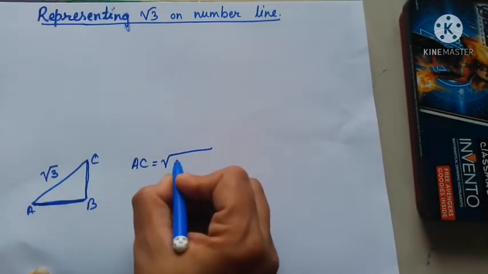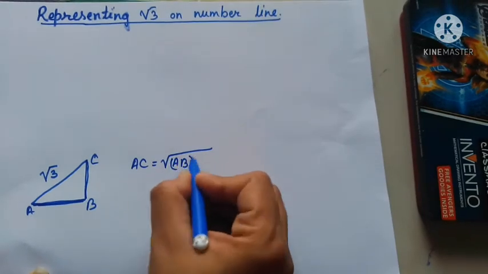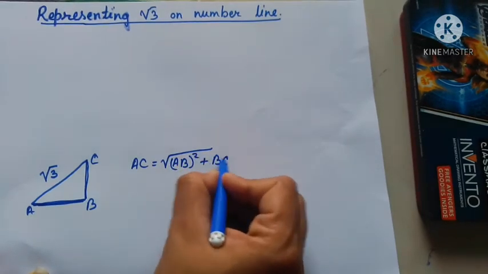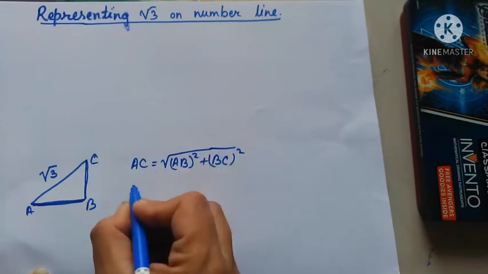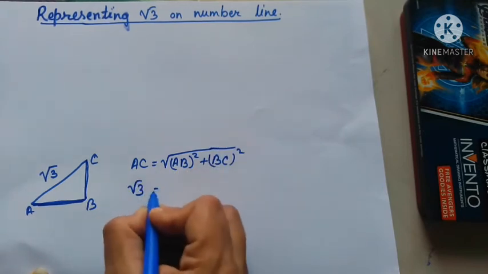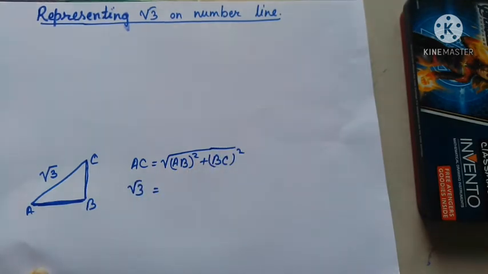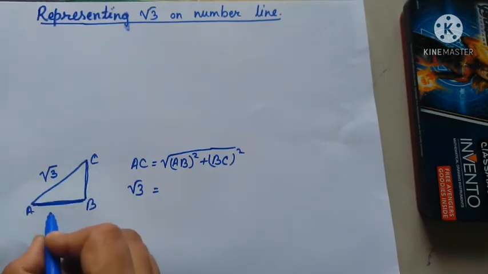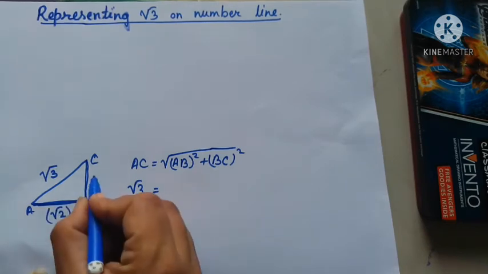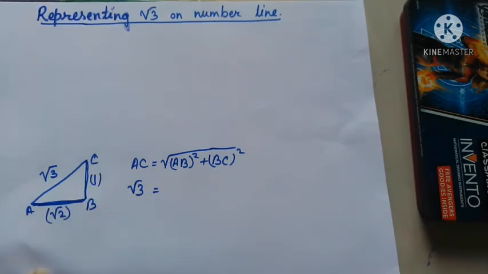using the Pythagoras theorem, AC will be under root of AB square plus BC square, right? And I have to get this answer as root 3. So what should I do? What should be my AB and what should be my BC? If I take AB as root 2 and my BC as 1, then I know that the whole square of root 2 is 2, and 2 plus 1 will give you 3.